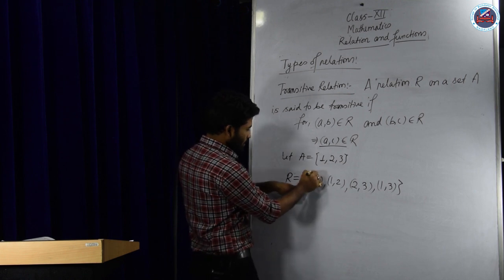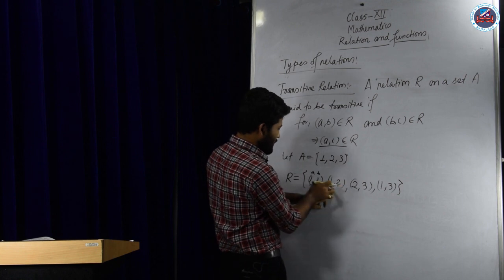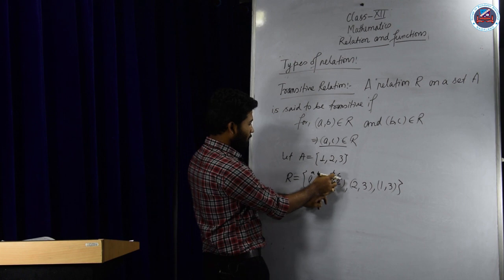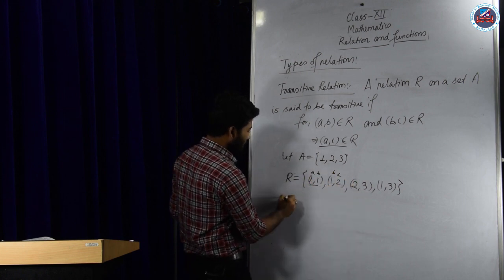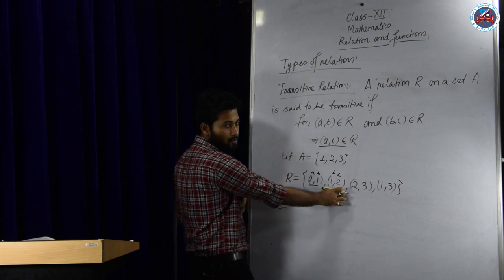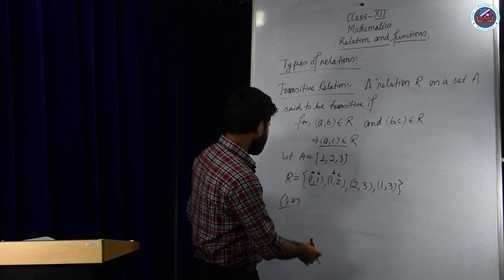So let us take (1,1) as our (a,b). So (a,b) belongs to R. Now just check it with (b,c) belonging to R. So we must have (a,c) belonging to R. What is our a? This is 1. And what is our c? 2. So (1,2) is also there in the set. So for these two elements it is fine.